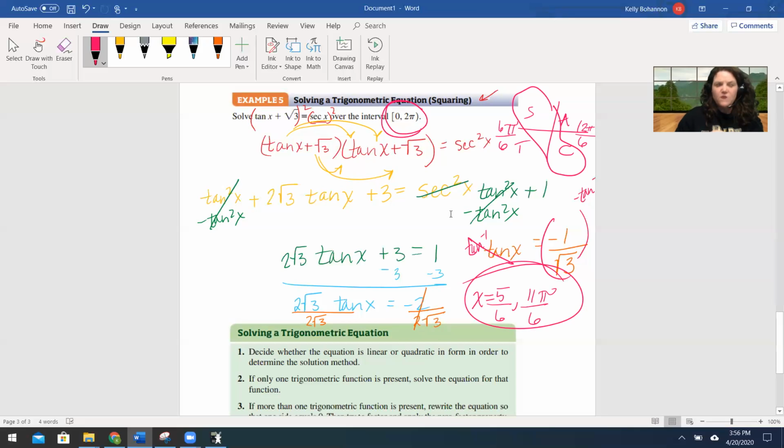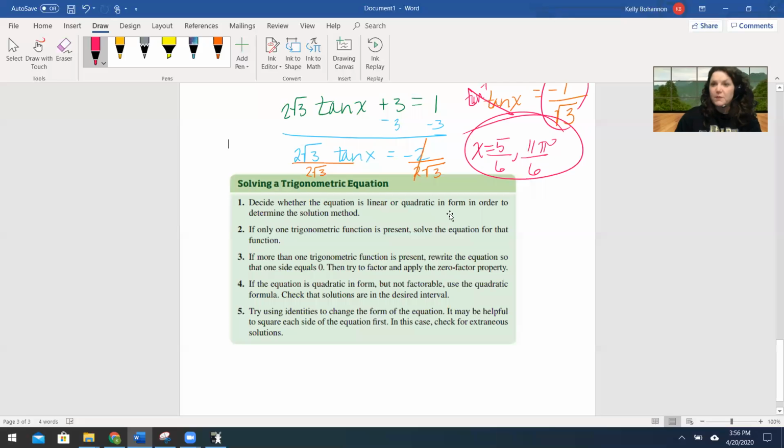So the other thing that's on this notes page is the steps you need to go through when you're solving a trigonometric equation. The first thing you're going to do is decide if it's linear or quadratic in order to figure out what sort of method you're going to use. If it's linear, you just solve for x, using inverse functions, and solve for x or solve for theta, whatever it is you're solving for. If it's quadratic, that means you're probably going to have to factor. If factoring won't work, then you might have to use the quadratic formula.